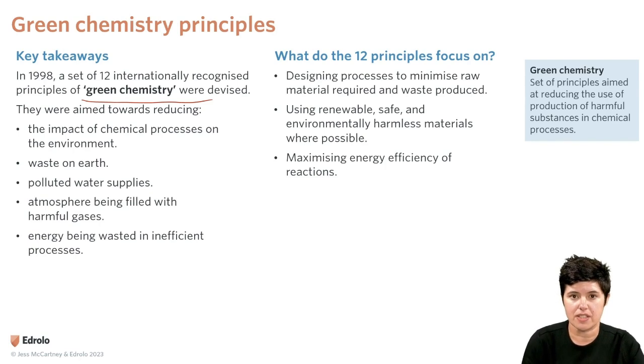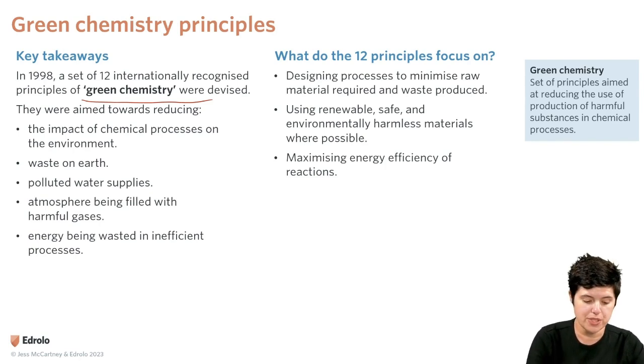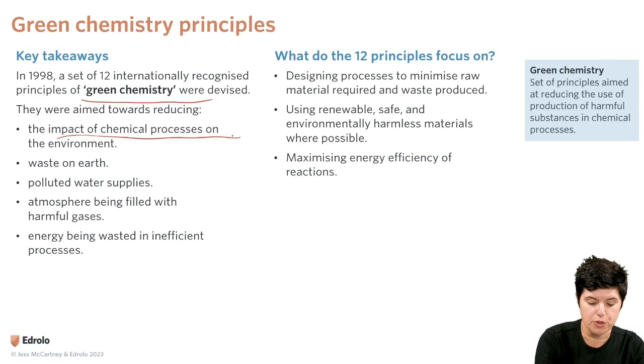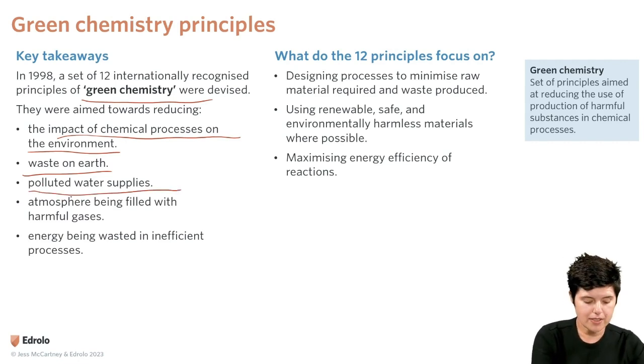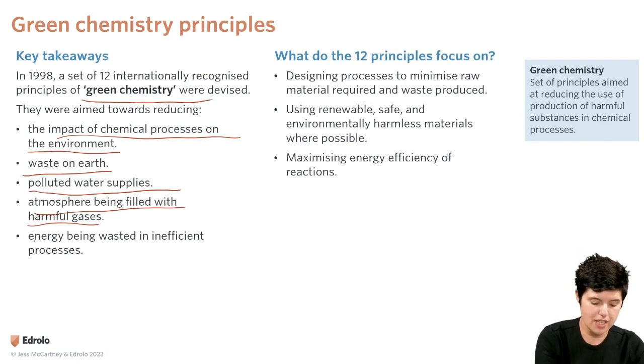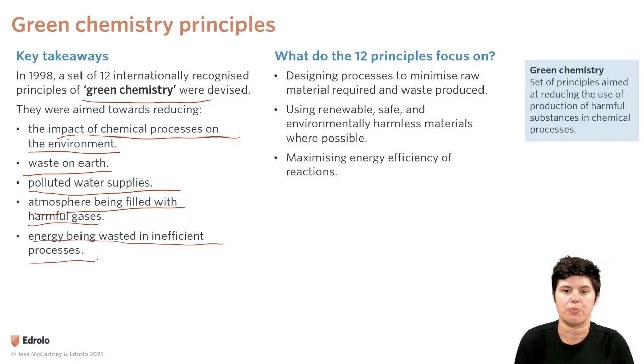And the main reasons for these green chemistry principles is to reduce the impact of chemical processes on the environment, to reduce the waste on Earth, to reduce polluted water supplies, reduce atmosphere being filled up with harmful gases, and reduce the energy being wasted in inefficient processes. So these principles should be reducing all of those things, and chemists and scientists have to devise different ways of doing chemical processes if these principles weren't being adhered to.